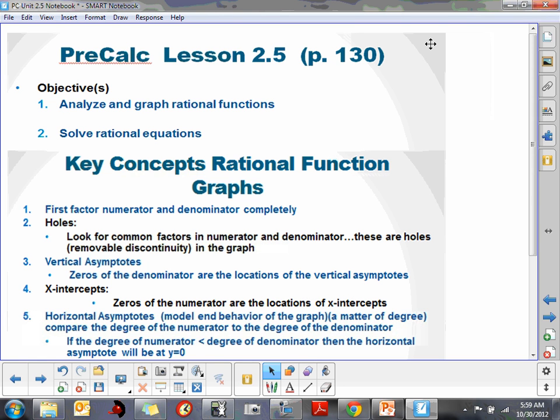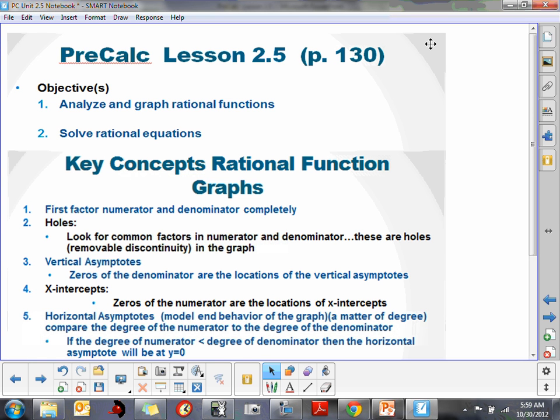In lesson 2.5, our two objectives are to analyze and graph rational functions. The base rational function that we are used to seeing is a butterfly graph. We may also see a variety of volcano graphs, but by and large, we're going to be looking at graphs that have the look of butterflies with vertical asymptotes and horizontal asymptotes. The second part of that will be solving rational equations, and we'll do that the second day.